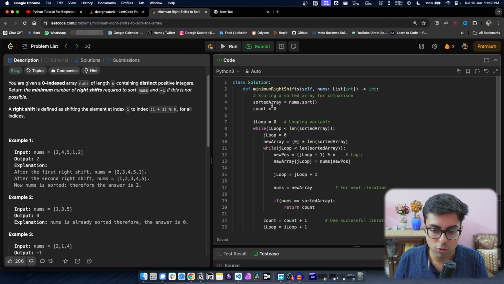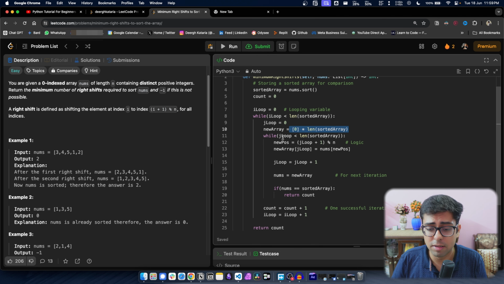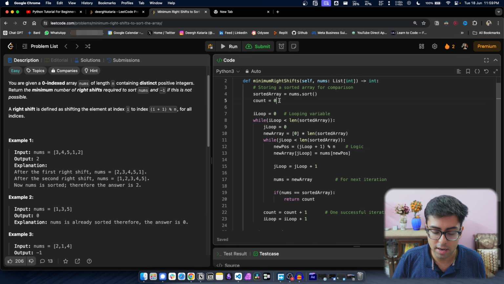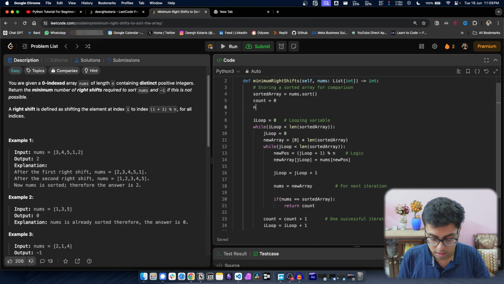Before running the code, you should have a bird's eye view of the entire code. We had the sorted array to compare it with. We initialized count with 0. I loop was a looping variable. J loop is also the looping variable. It's going to be less than length of sorted array, because we only wanted to run as many times as the length of the sorted array so that it comes back to its original state. Then new array declared, with all of the elements initialized with 0. Then j loop is going to start from 0, up to length of sorted array. This n should be, okay, I should make n rather. I think making n is a bit better. N should be length of sorted array.